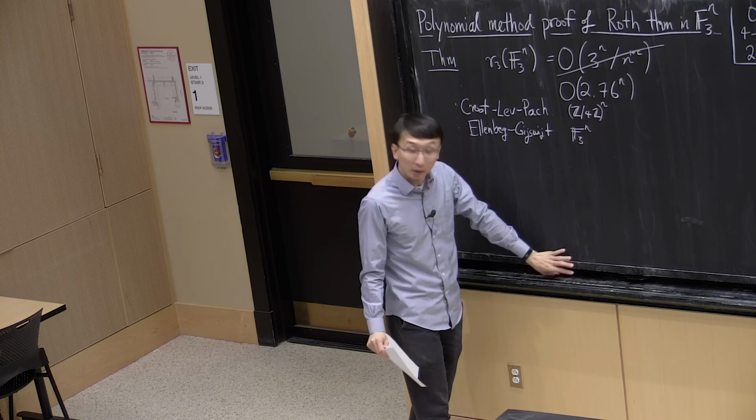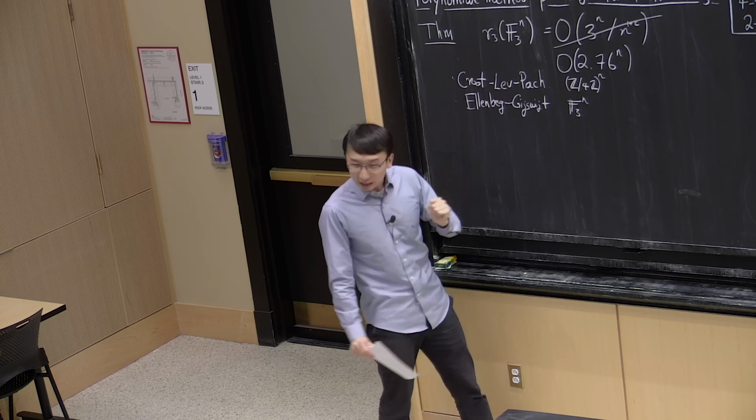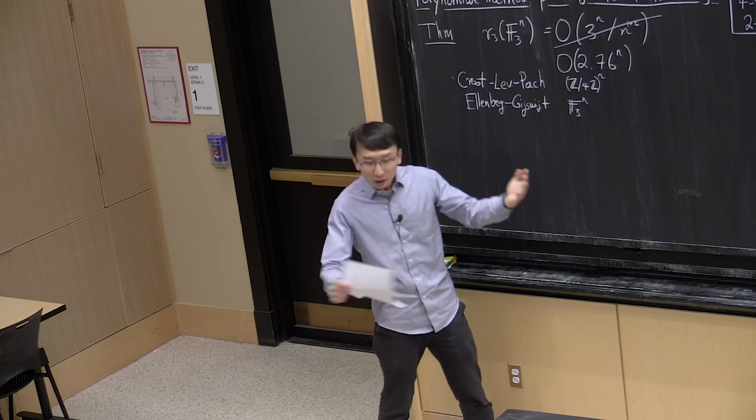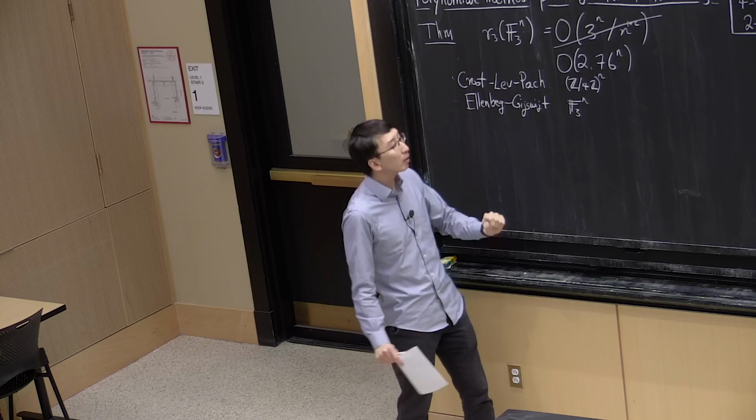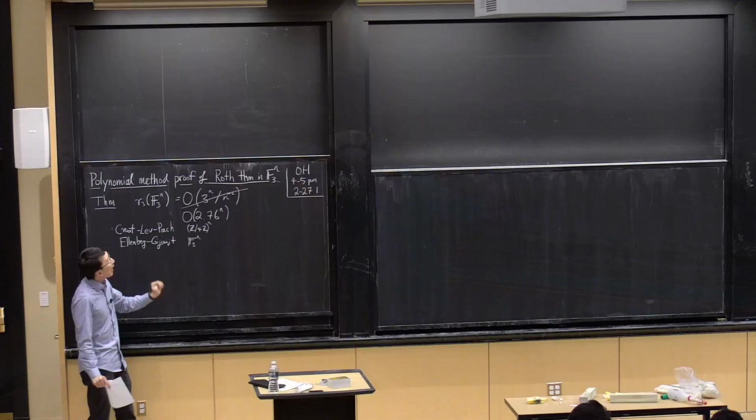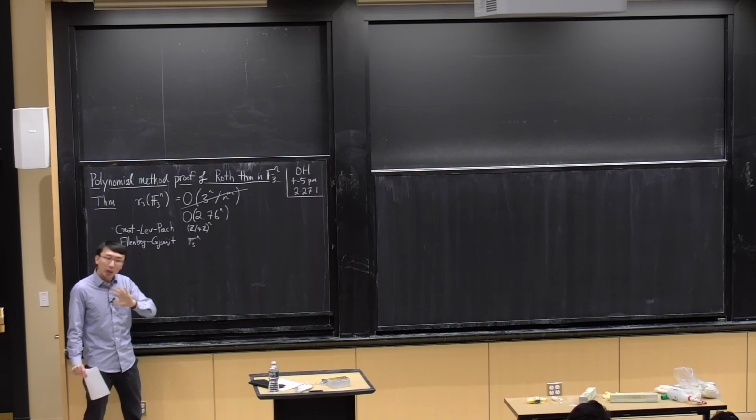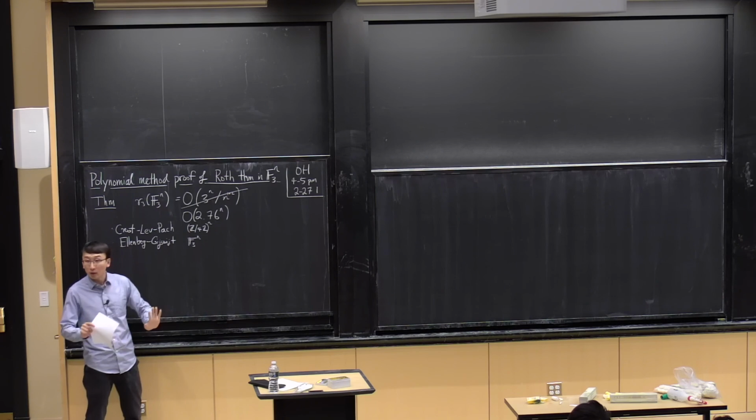This is the Croot-Lev-Pach method, as it's often called in the literature, and we'll see that it's a very ingenious use of the so-called linear algebraic method in combinatorics, in this case, the polynomial method. And it works specifically in the finite field vector space setting. So what we're talking about in this part of the lecture does not translate whatsoever. At least nobody knows how to translate this technique to the integer setting.